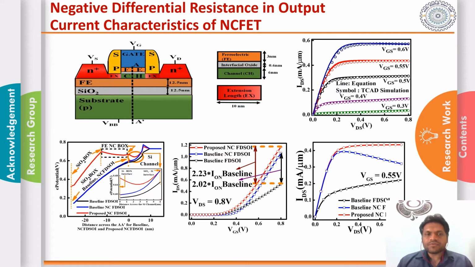dividing the box layer into two sub layers, and the upper part of the box layer is working in the NC region. Due to this, the bottom surface potential has increased, and higher inversion charge is available in the channel, and the gradient of inversion charge has decreased, and our current characteristic shows no NDR effect, and that's why this characteristic can be useful for analog applications. Not only that, the proposed device also shows very high on current as compared to baseline FDSOI.